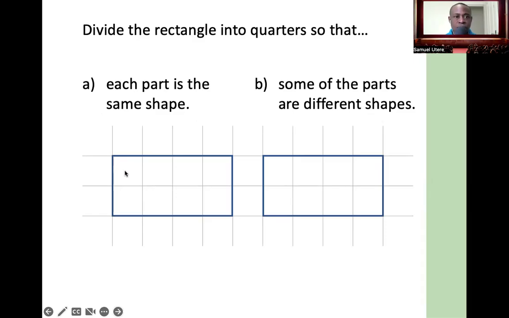So this is a 1 centimeter square box. This is 1 centimeter by 1 centimeter, so 1 times 1 is 1. So we have 1, 2, 3, 4, 5, 6, 7, 8. It means in this box, we have 8 centimeters squared in area. Yeah, 8 centimeters squared. So if we want to divide into quarters, we can do this.